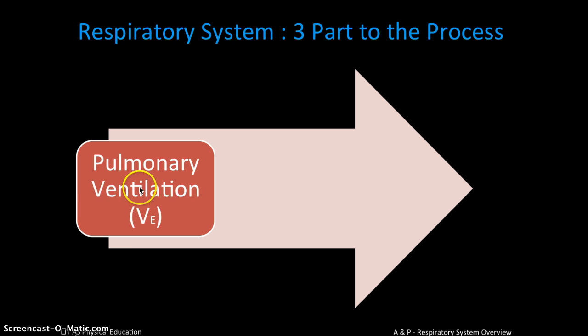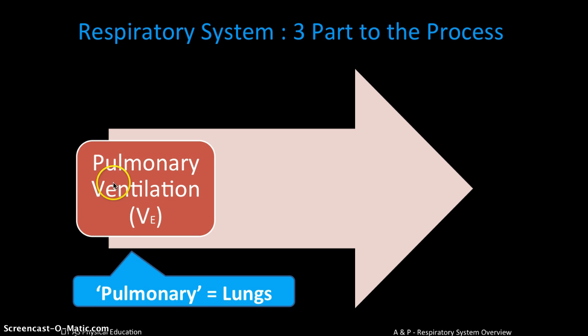So pulmonary ventilation, now you should recognise that pulmonary is to do with the lungs, and ventilation is the amount of air that you can get in and out of the lungs in a minute. So this is essentially, pulmonary ventilation is the volume of air that you can breathe in and out of your lungs per minute.